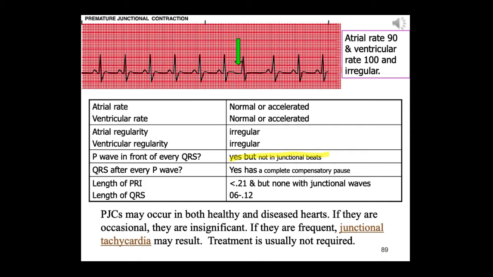Premature junctional contractions may occur in both healthy and diseased hearts. If they occur occasionally, they are insignificant. If they are frequent, they may result in junctional tachycardia, and treatment is not typically necessary unless the ventricular beats are greater than 150.